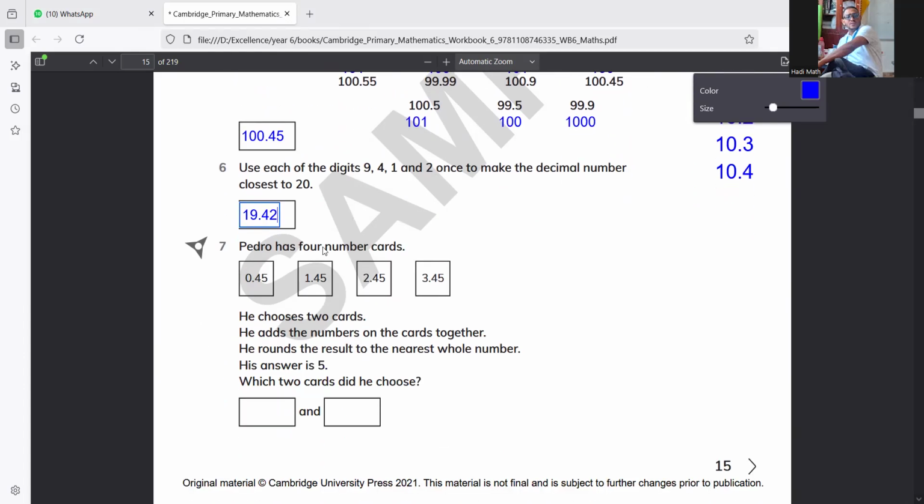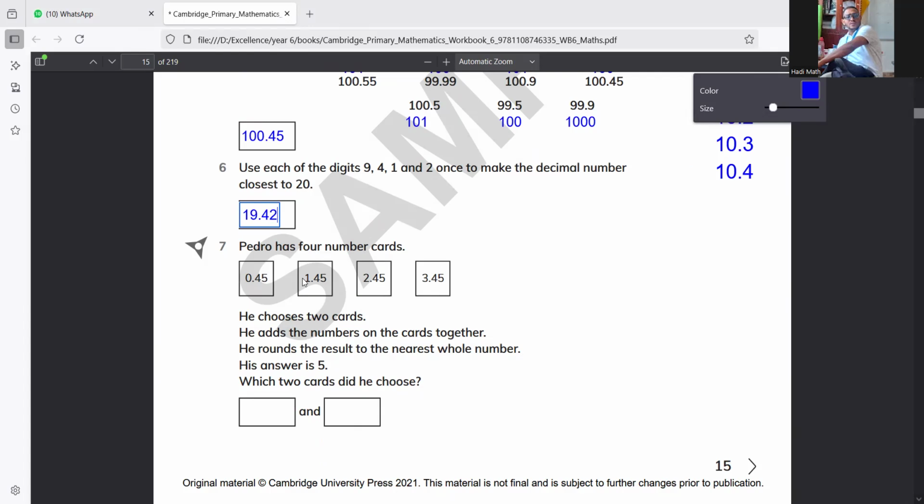We say Pedro has 4 number cards: 0.4, 1.45, 2.45 and 3.45. He chooses 2 cards. He adds the numbers on the cards together. He rounds the result to the nearest whole number. And his answer is 5. Which 2 cards did he choose? You need to find 2 numbers whose sum is either 5 point something less than 5, or is equal to 4.5 or more.